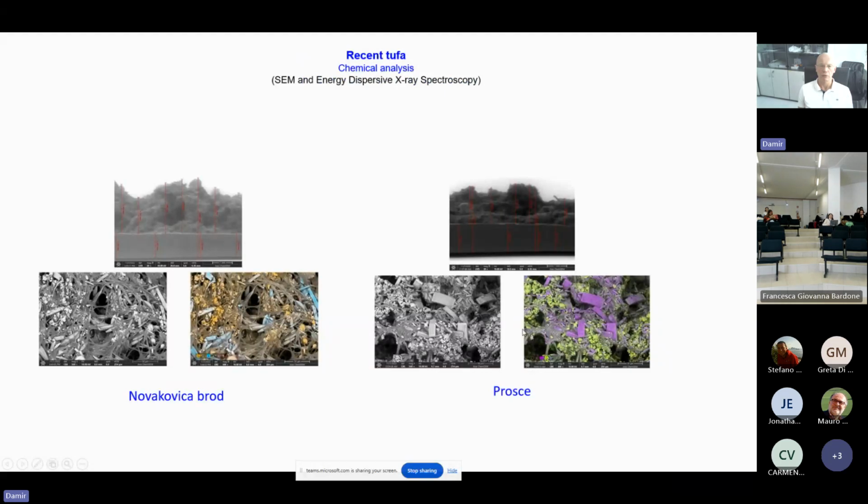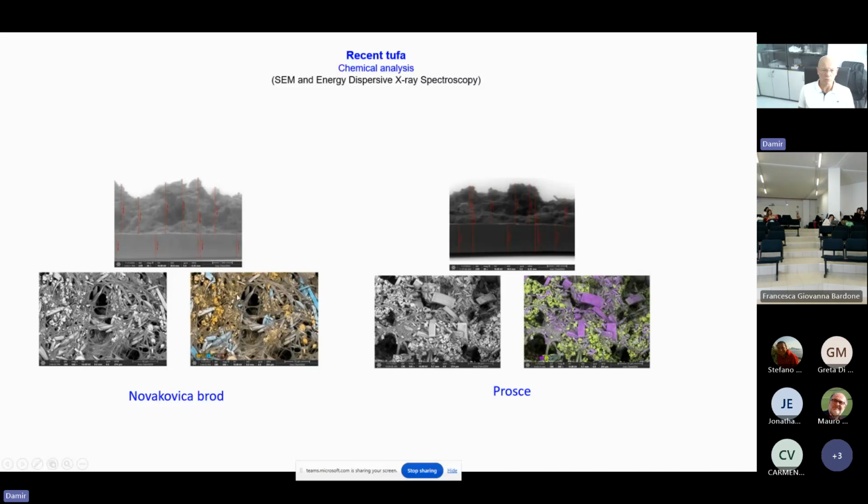We made a chemical characterization of the tufa using SEM and EDS spectroscopy, and here is an example. This is a cross section of a plate. So this is tufa, this is glass, this is tufa. It can be seen that about 2 millimeters of tufa can be found after a certain period.